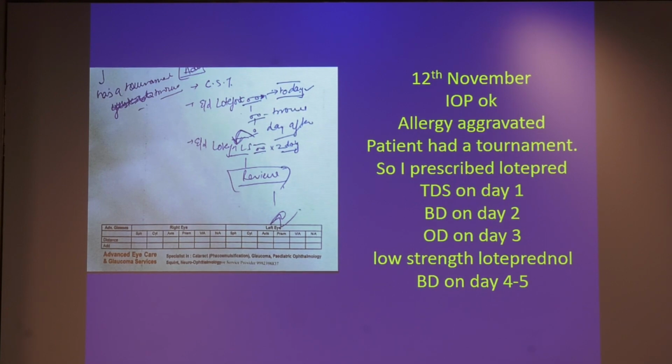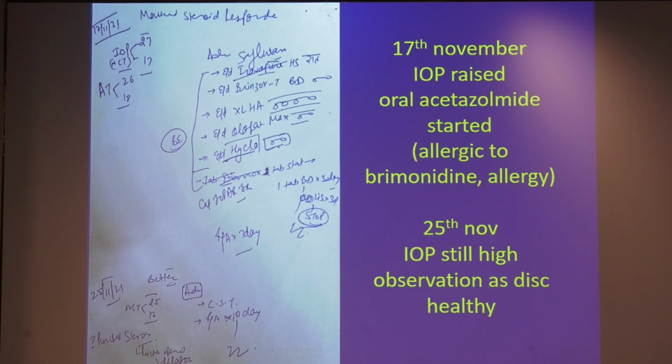He had a tournament to attend and wanted immediate relief anyhow. So I gave loteprednol, TDS on day 1, BD on day 2, OD on day 3, and LS on day 4, day 5. Only 10 drops over the 5 days. On 17th November, IOP had shot up to 26. I could not add any more topical medication.